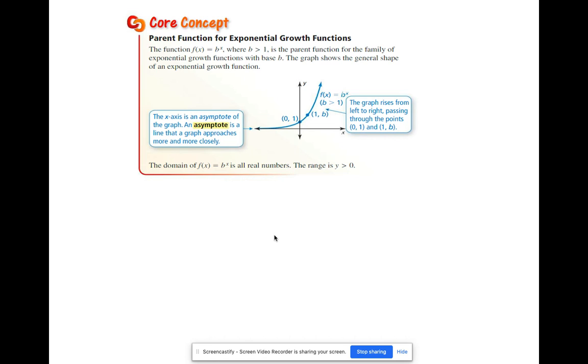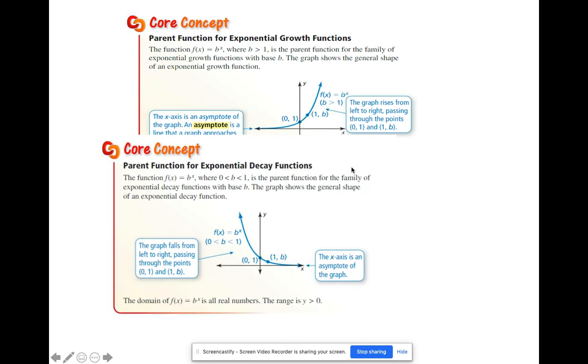Notice these are the parent functions. Parent functions for exponential growth: this one is growing up, and b here is greater than 1. The x-axis is the asymptote. Notice it goes down, it doesn't touch the axis, and then it goes up increasingly fast. The domain is all real numbers and the range is all positive numbers.